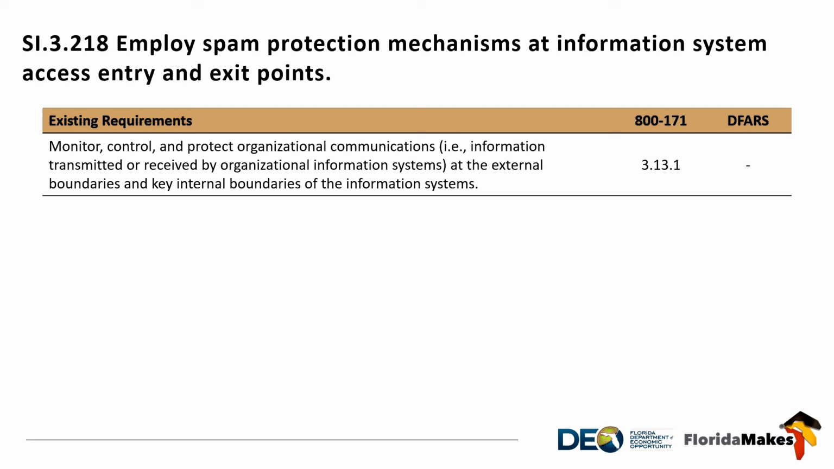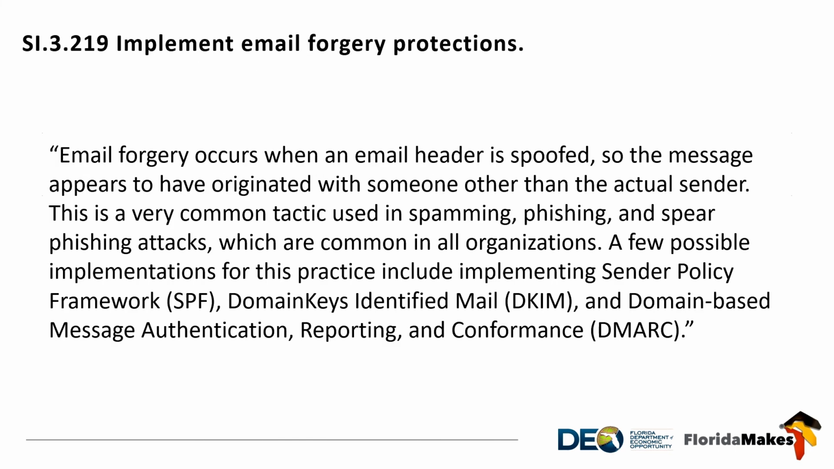A lot of the spam protection that we would put in place is also directly linked to our next practice here, which is to implement email forgery protections. You can see here in the explanations from SCI, they actually give us some specific examples. We've got SPF, DKIM, and DMARC. These are all tools you can put in place in your email system that allow you to do two things. One, you can inform other people that you're sending email to that your email is indeed legitimate. And then you can also validate when email is received that it comes from the party who claims to have sent it.